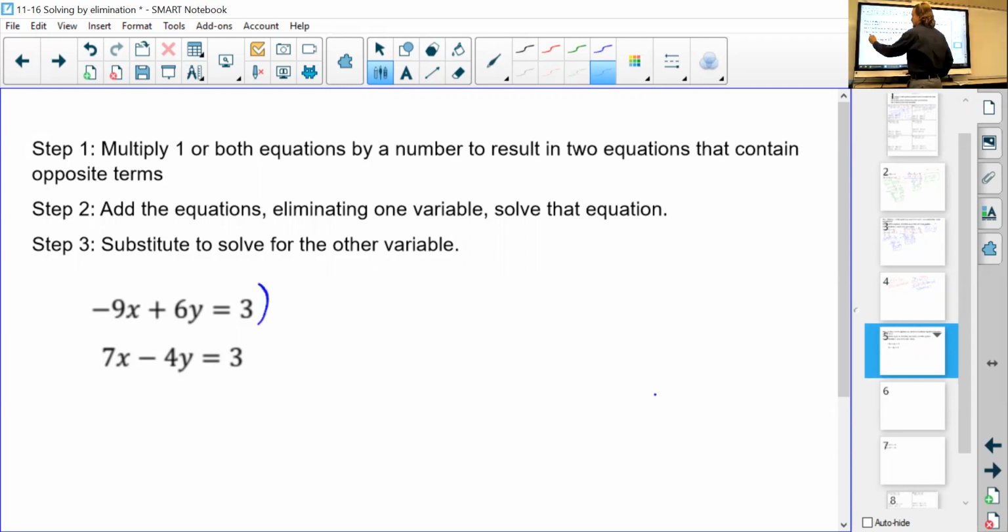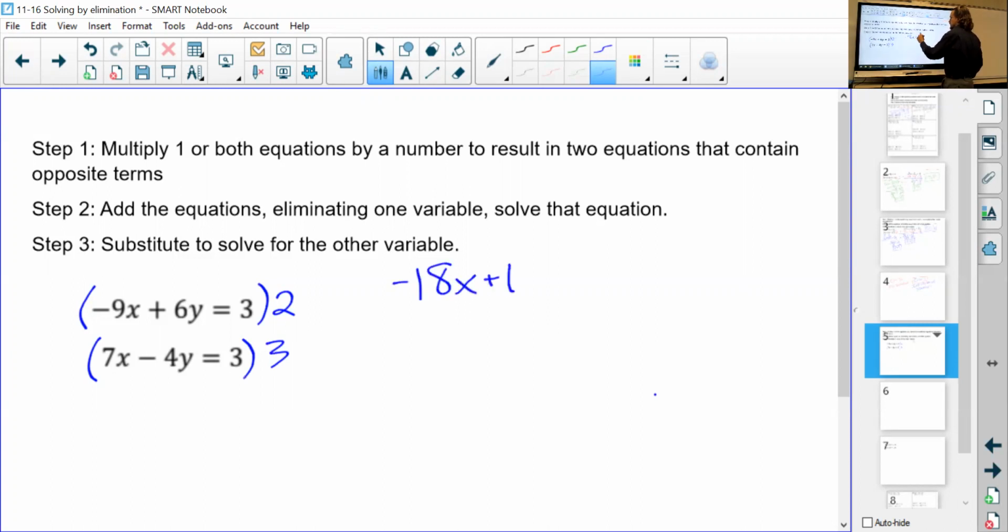So I want to multiply both these equations so that both of my y coefficients are 12. 6 times 2 is 12, so multiply this top equation by 2. And then 4 times 3 is 12. I have opposite signs already, so I don't have to worry. I'm going to distribute everything out. Top equation, negative 9 times 2 is negative 18x. 2 times 6y is 12y. 2 times 3 is 6. Bottom equation, 7 times 3 is 21x. Negative 4 times 3 is negative 12y. And 3 times 3 is 9.